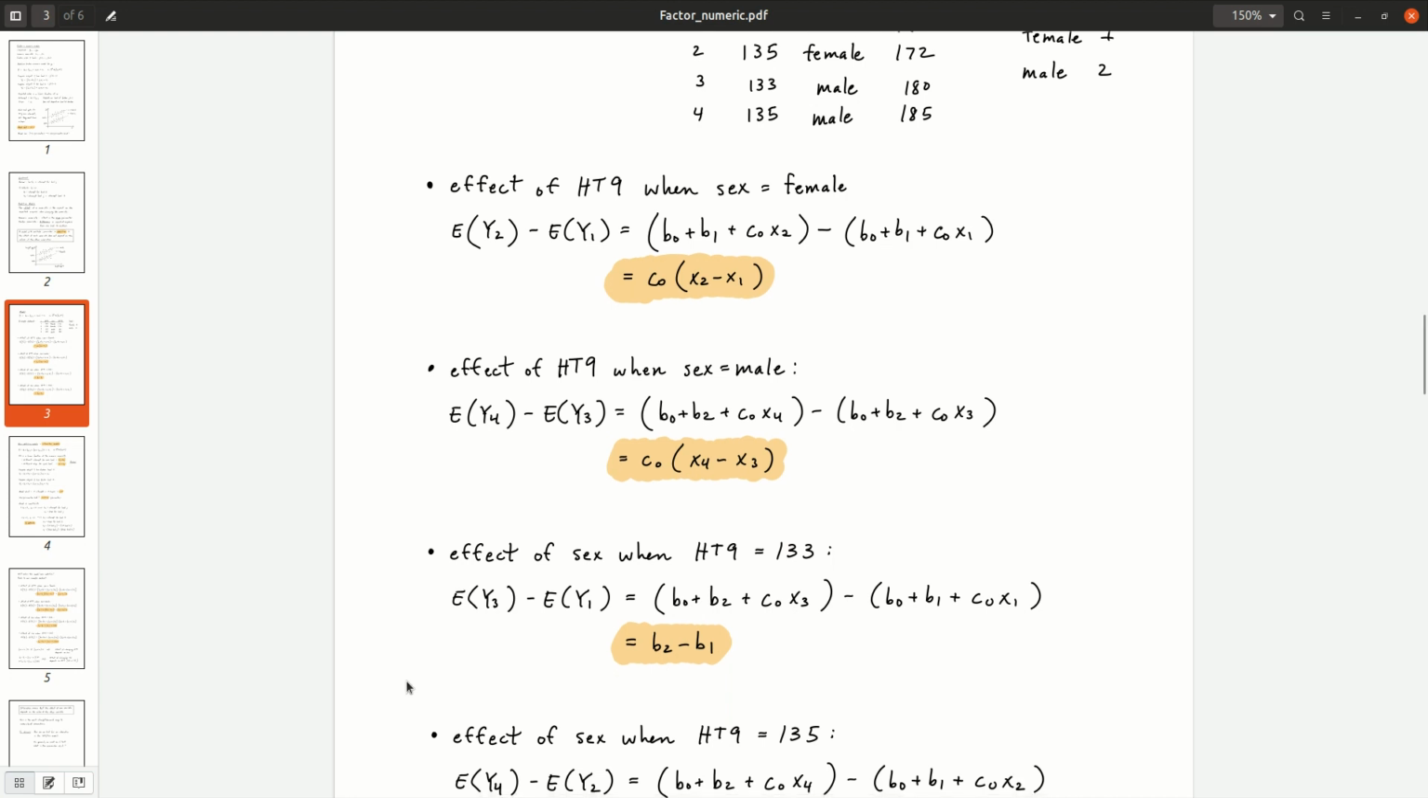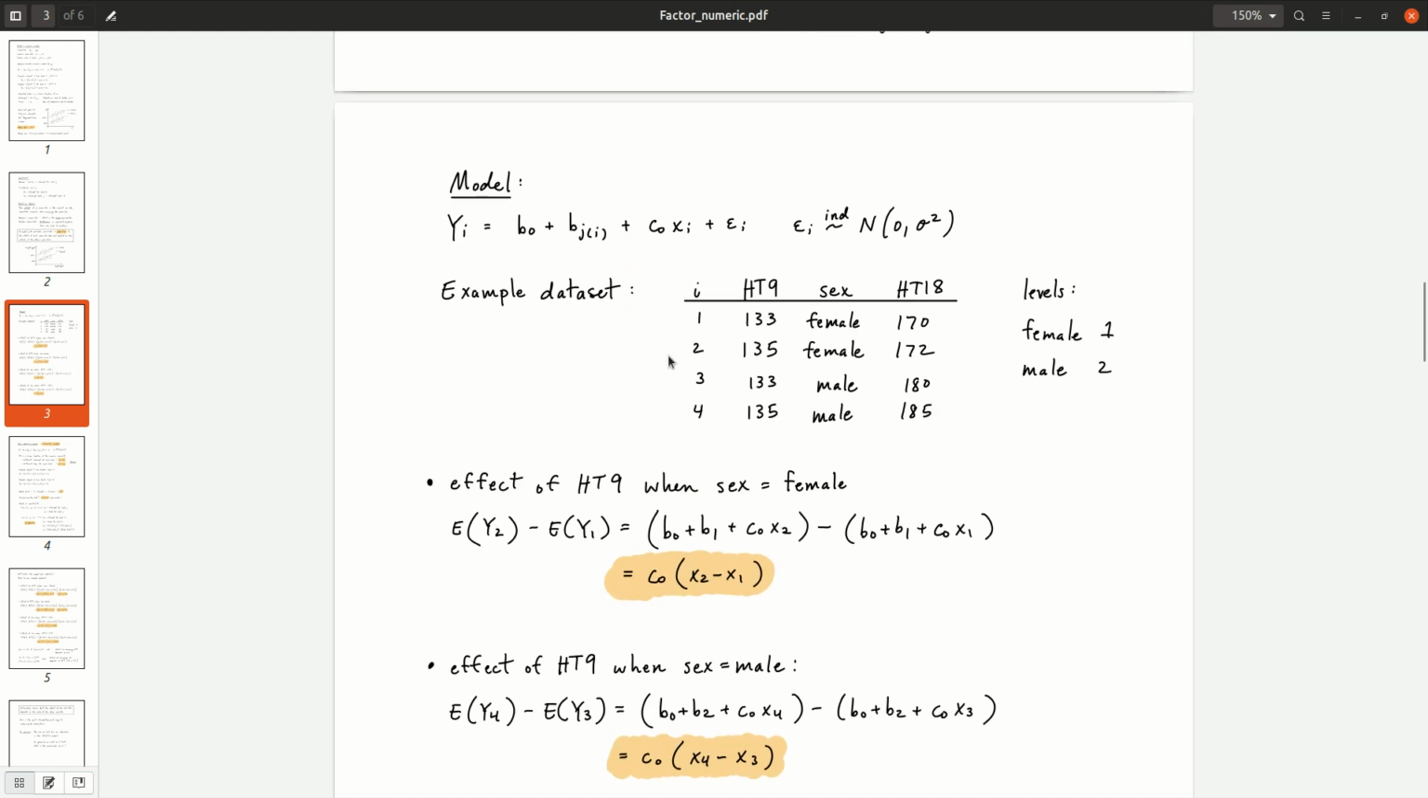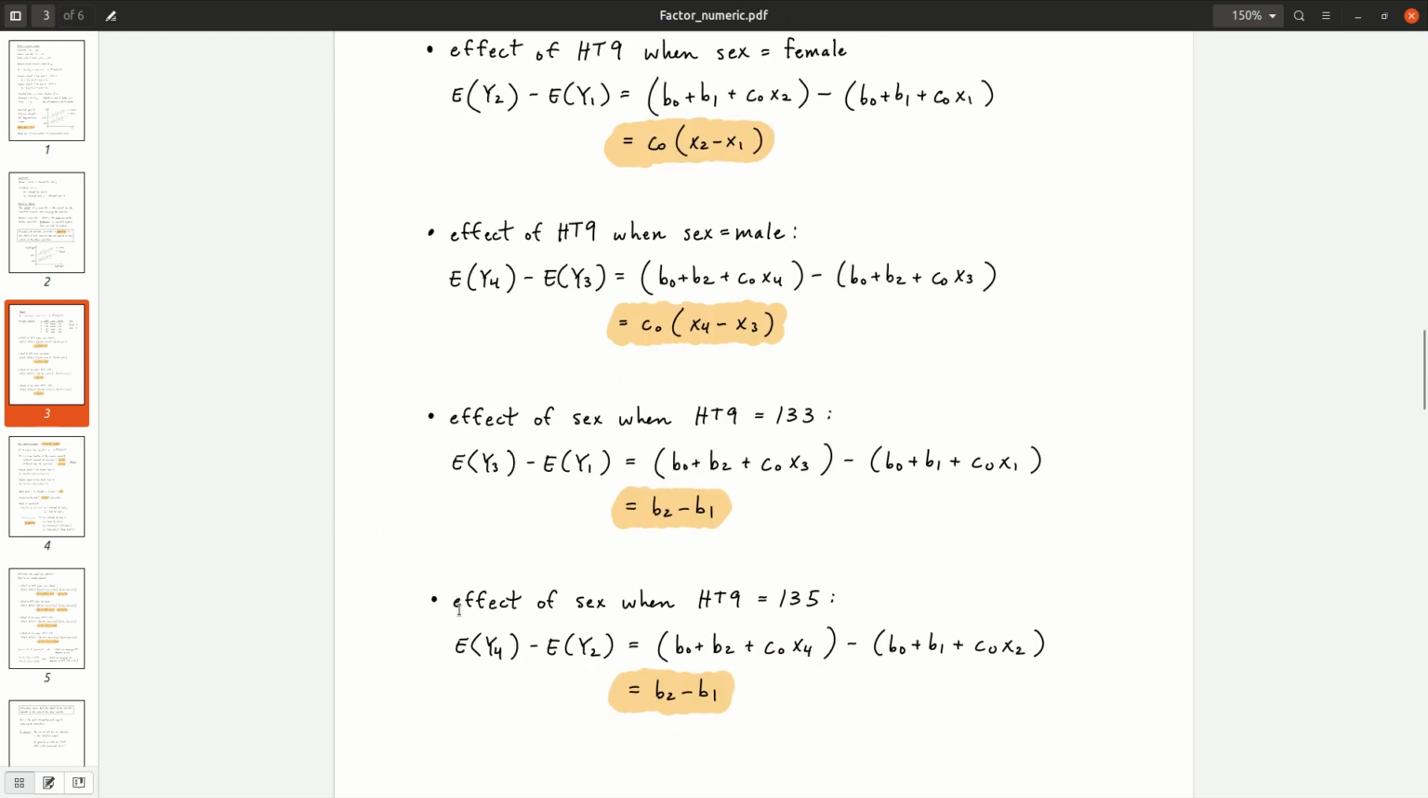Now, if you want to compare the effect of sex when height at age 9 is 135, you're going to need to compare observations 2 and 4. So here they're both 135, but the sex is different. So if you go through that calculation, b0s cancel, and also the c0 times xi's cancel because x4 is equal to x2. These are both 135. And you're left with b2 minus b1. So what this means is that the effect of sex is always b2 minus b1. It does not depend on the height at age 9.